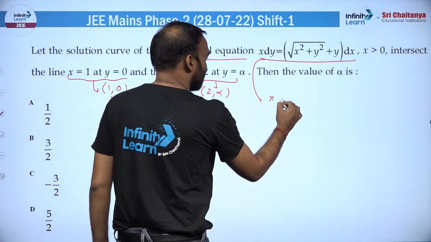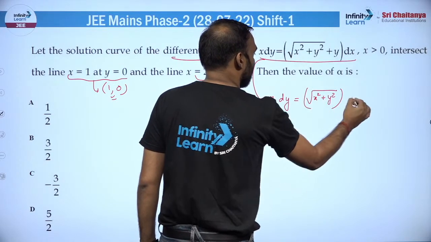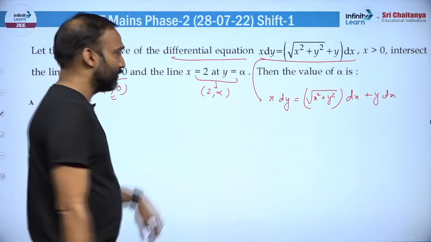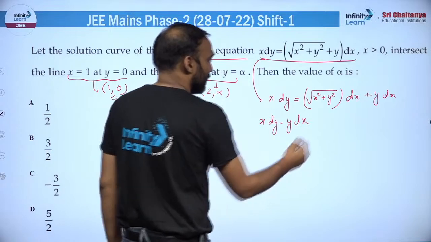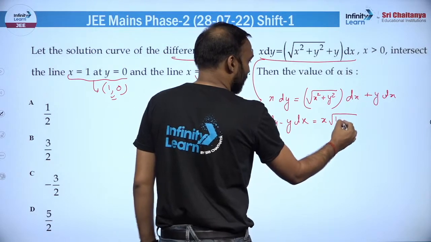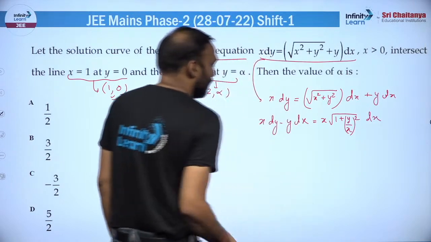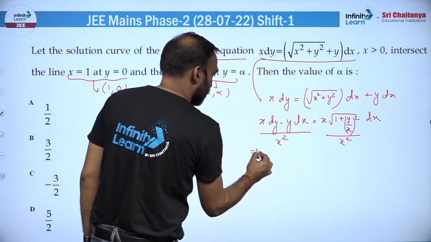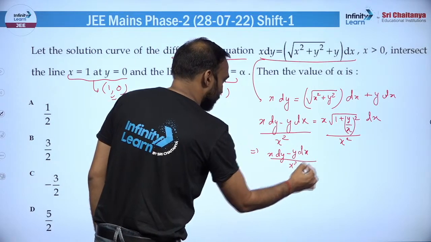So this says x dy is equal to under root of x square plus y square into dx plus y dx, right? Now we can take y dx on the left hand side. So we'll have x dy minus y dx. Take x square out of this root, so you will have 1 over x over here. If I take x square, I will have 1 plus y by x whole square dx. Now I'll divide both sides by x square. So it becomes x dy minus y dx upon x square.